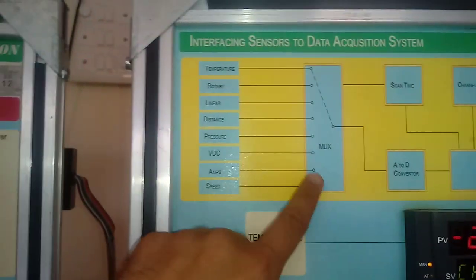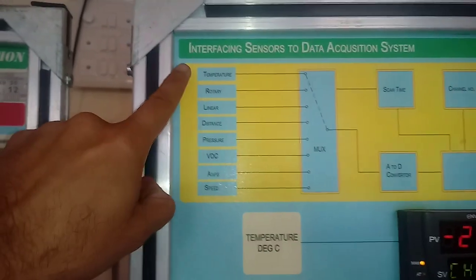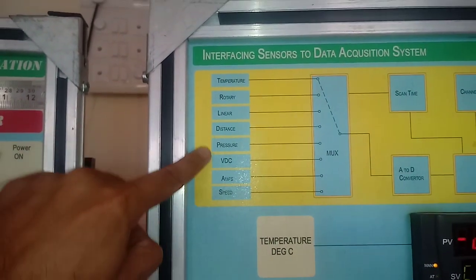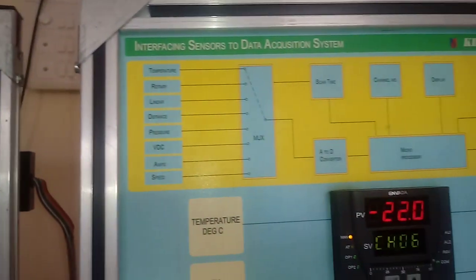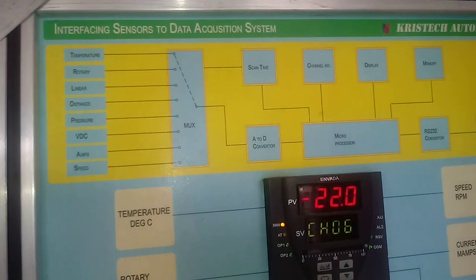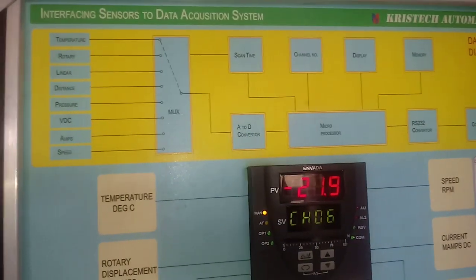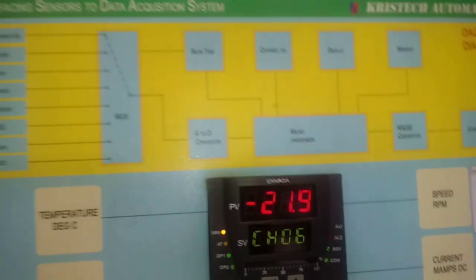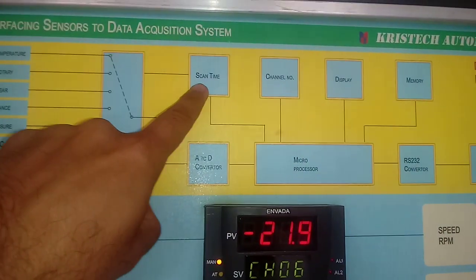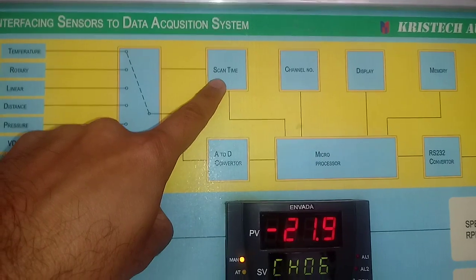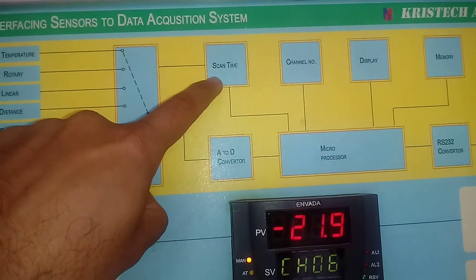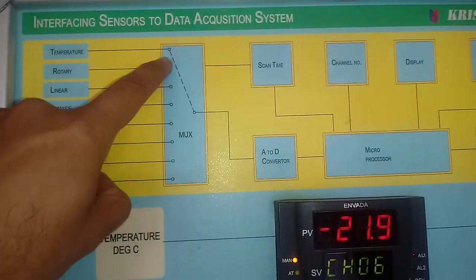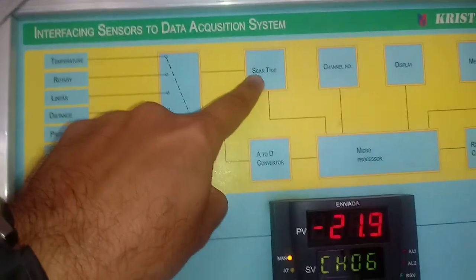Here we have the multiplexer. Into this multiplexer the inputs of all the sensors on the sensor cluster are coming. From the multiplexer, the input is initially scanned, and after that each channel number can be displayed over here. So scan time is required. Directly you cannot see changes in the reading at that instant. It requires a certain scan time. So initially your input is given to the multiplexer, and from there it goes through the scan time.